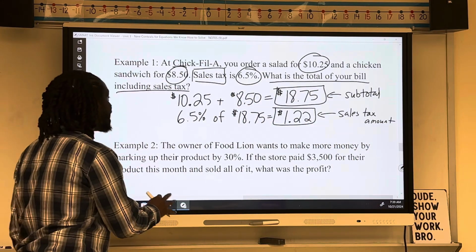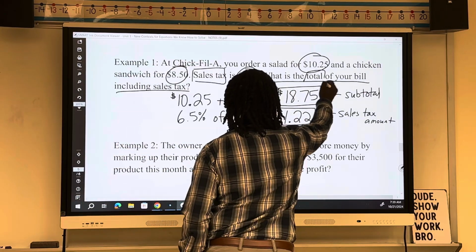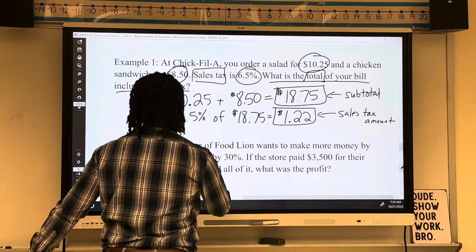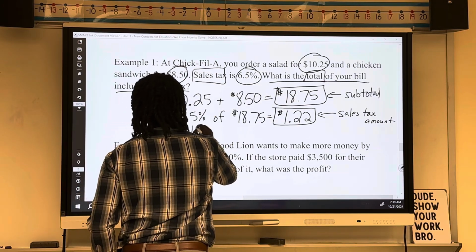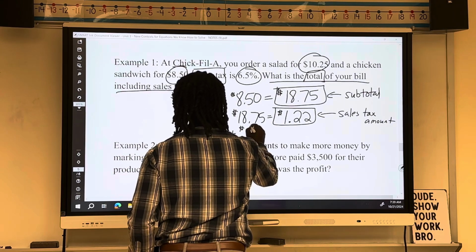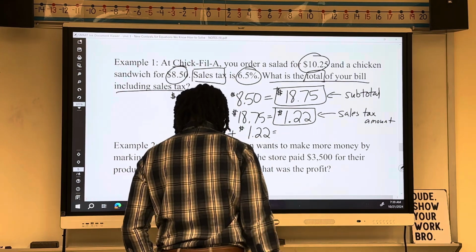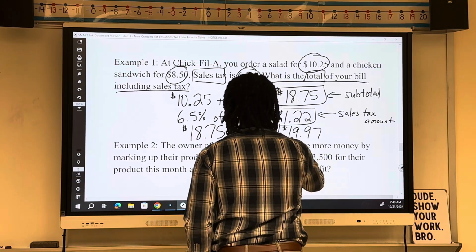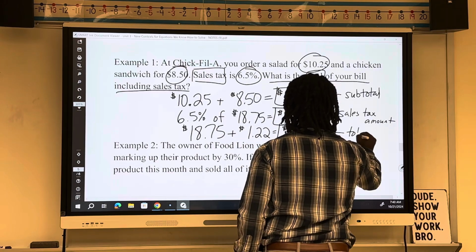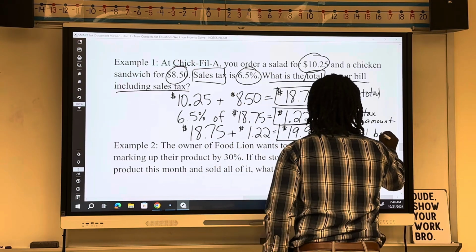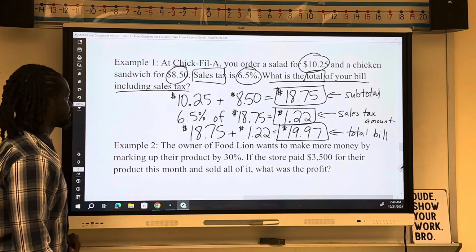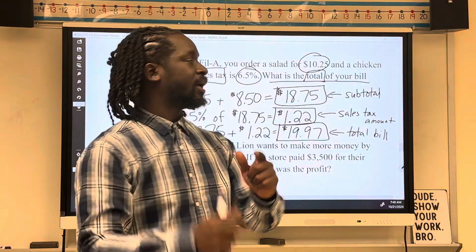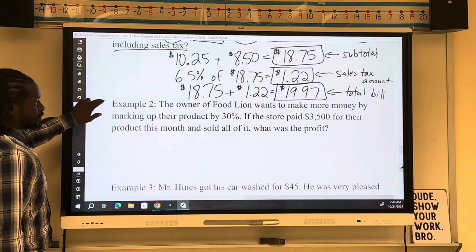All right. And now, because I am looking for the actual total of the bill, including the sales tax, I have to take that subtotal and the sales tax, and that will give me my total all together. And when I do that, I'm going to get $19.97. And this right here is the total bill. Okay, this is the total bill after the sales tax. All right, again, I'd pause it and do number two, and then check your answer.